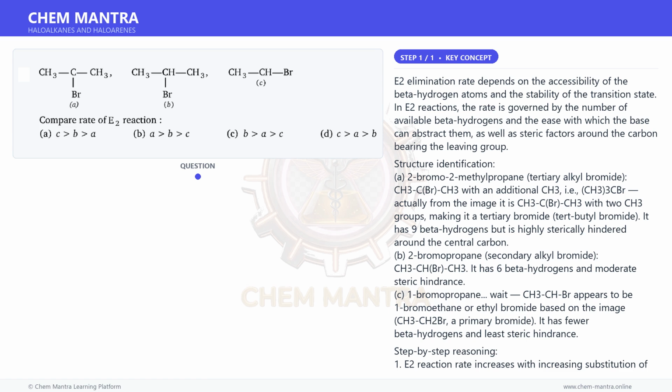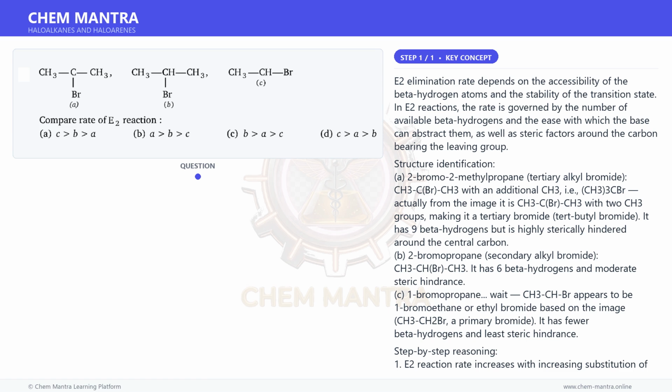B. 2-bromopropane, secondary alkyl bromide: CH3, Br, CH3. It has 6 beta hydrogens and moderate steric hindrance. C. 1-bromopropane. Wait, CH3, Br appears to be 1-bromoethane or ethyl bromide based on the image, a primary bromide. It has fewer beta hydrogens and the least steric hindrance.